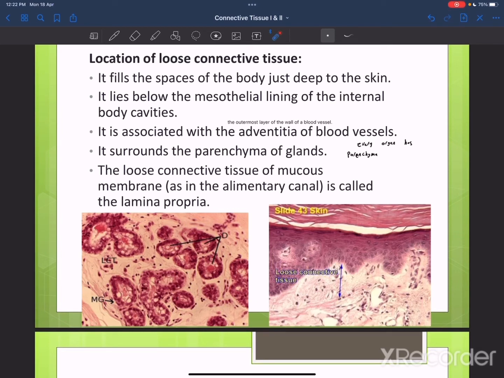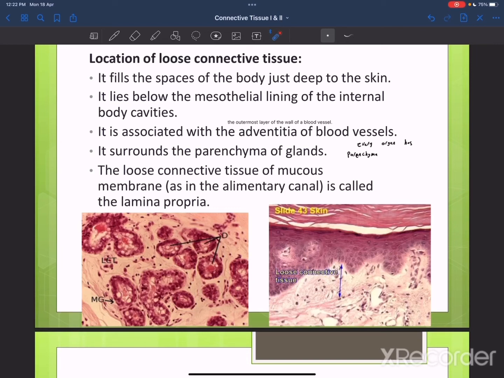If you look here beneath the epithelium, this is the basal layer of the epithelium. Beneath it is this light layer, which is faint or pinkish in color. This is the connective tissue layer which supports the epithelium, and it is composed of loose connective tissue. One location of loose connective tissue is the skin, the connective tissue that underlies the skin.